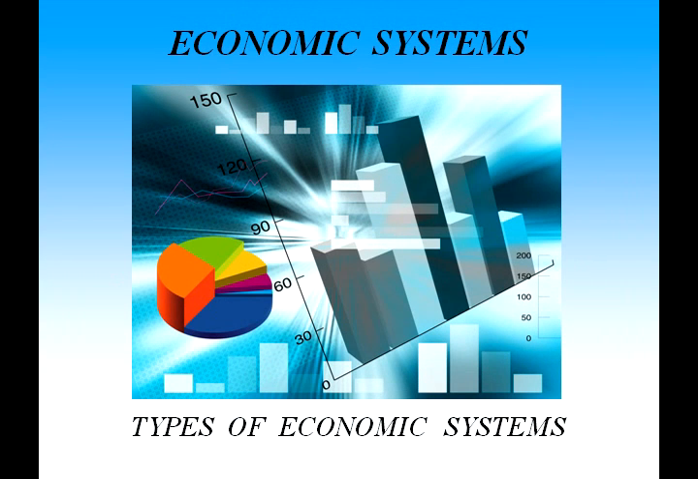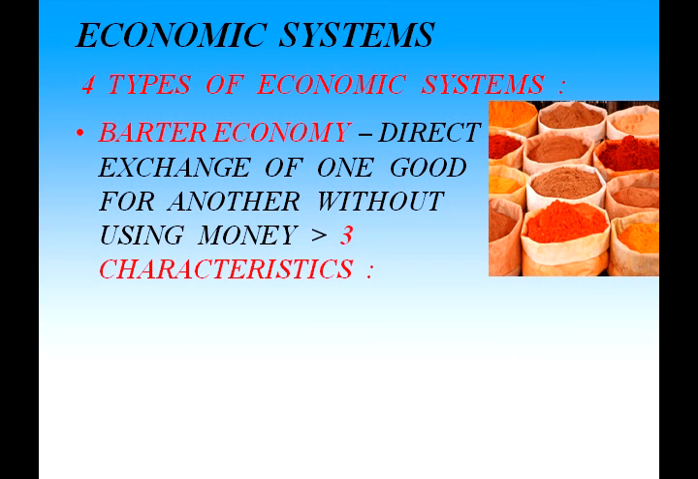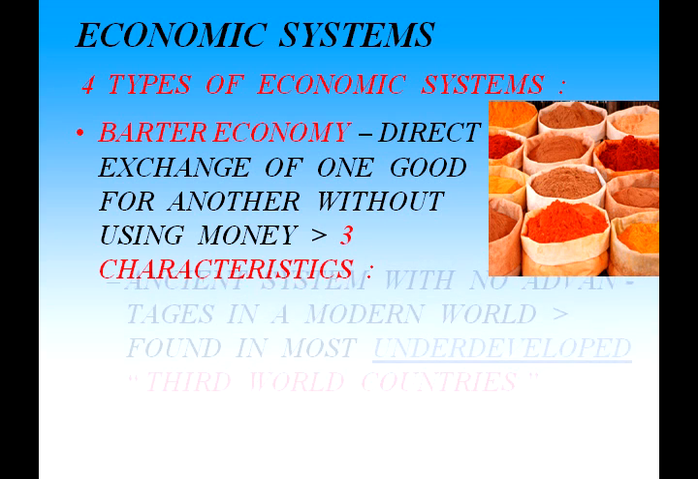Having now given you the fundamental concept behind an economic system, it's time to move on to telling you about the types of economic systems. There are four types of economic systems for a society to choose from. The first is called a barter economy. In a barter economic system, direct exchange of one good for another is made without using money. And there are three general characteristics to a barter economy.